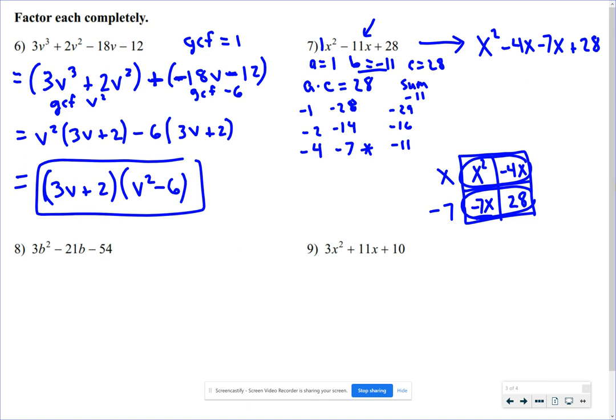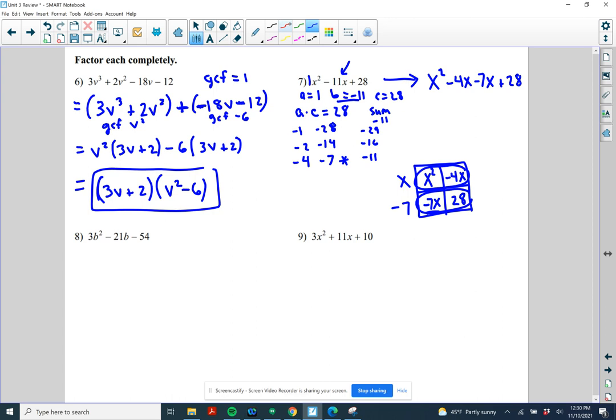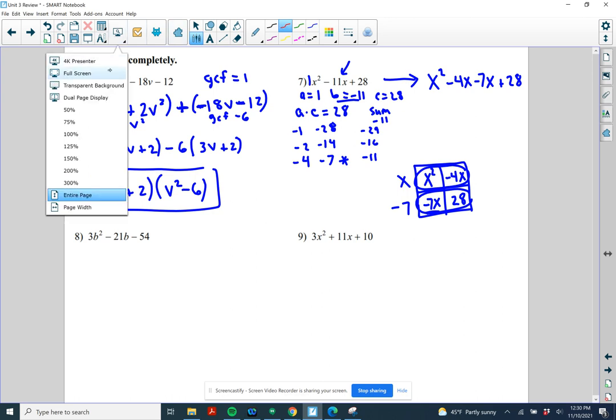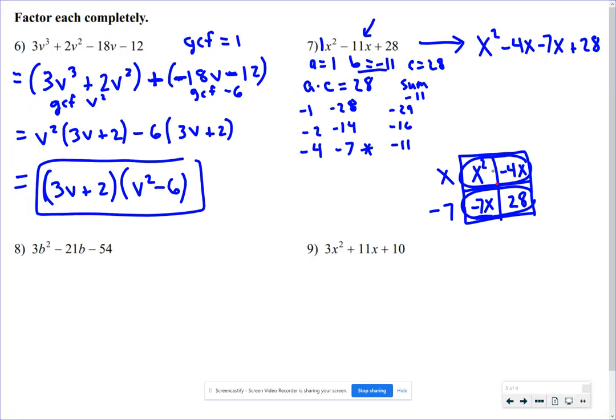Okay, let me switch colors here just for a second. Because now I'm going to find the greatest common factor for the first column. X squared and negative 7x are both divisible by x. And on this one, that second column, negative 4x and 28. Bring out the negative. 4 and 28 are both divisible by 4. Don't have an x in common because the 28 doesn't have one.